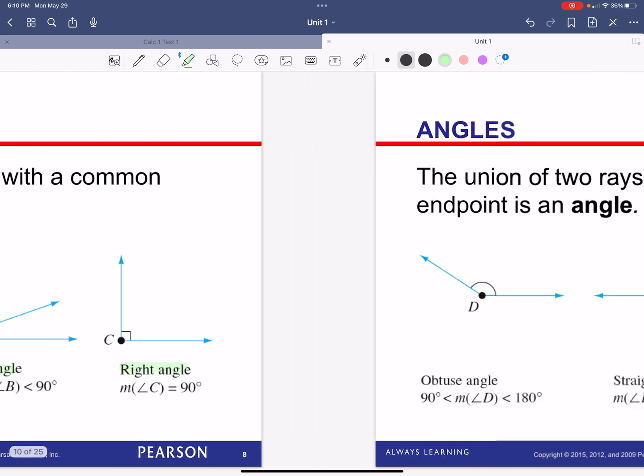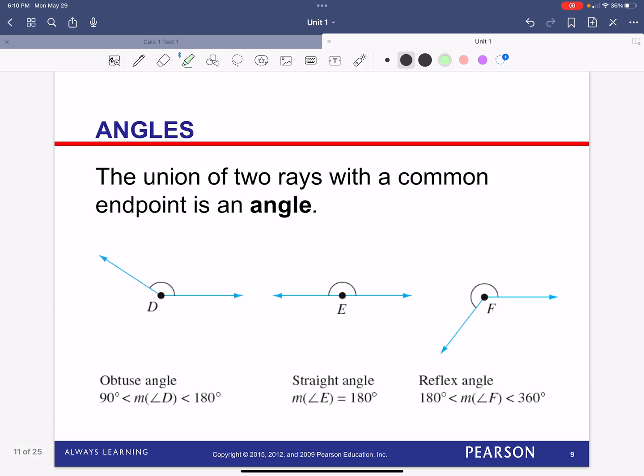Now here, we have an obtuse angle that's between 90 degrees and 180 degrees. A straight angle is exactly 180 degrees.